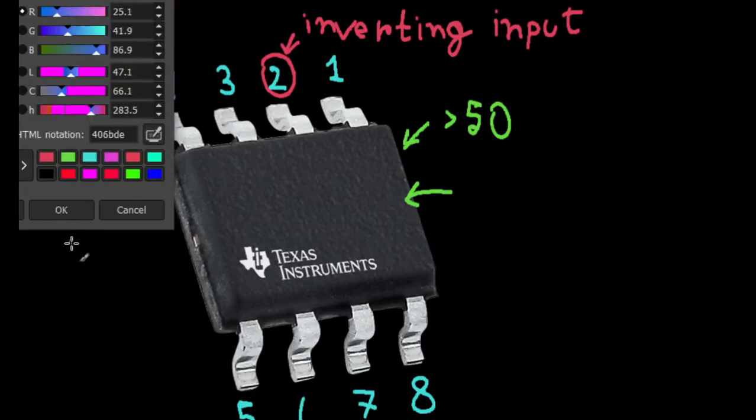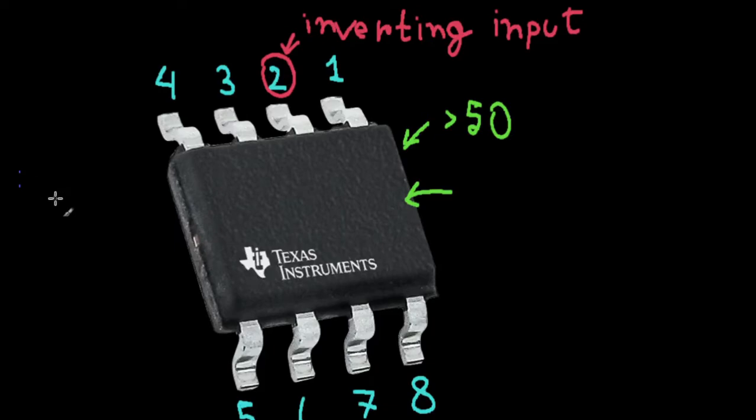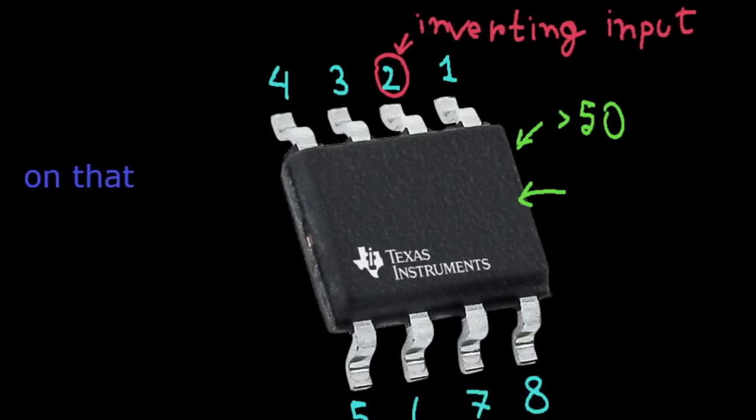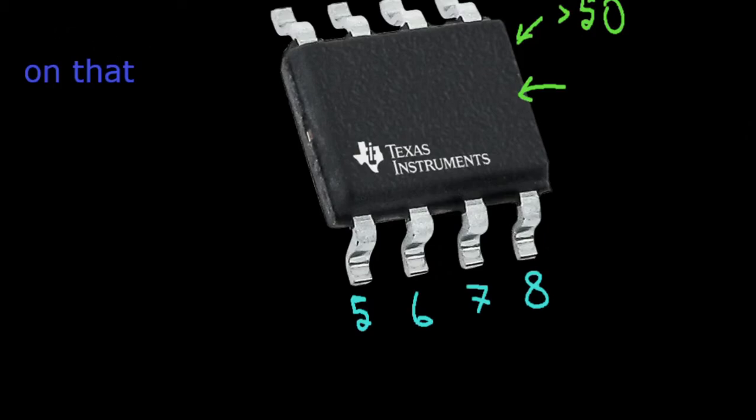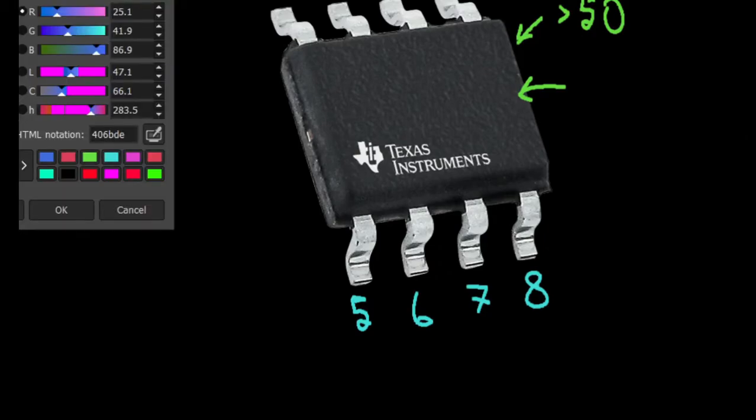Why they are like that, I'm going to discuss a bit later when I draw the circuit. Anyways, this is the inverting input. Pin 3 is called the non-inverting input, and this much is enough for now. So these two are two of the three important pins that we care about.